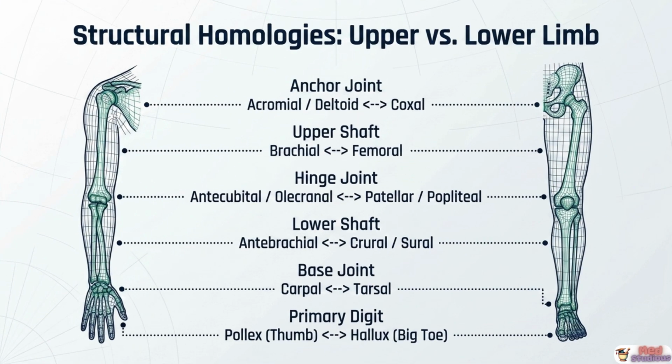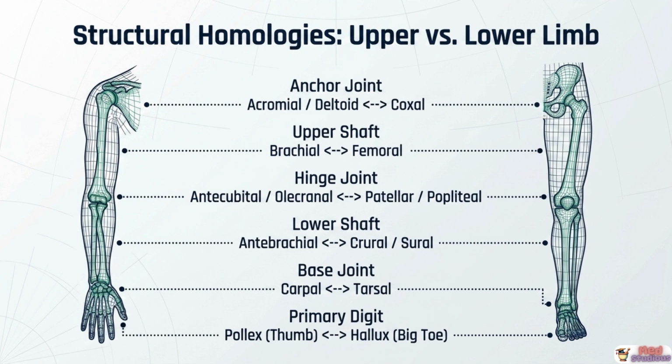One of the most intellectually elegant features of human anatomy is the structural homology between the upper and lower limbs. Despite their vastly different functions, one for manipulation, one for locomotion, both limbs share a completely parallel regional architecture. At the anchor joint level, the upper limb has the acromial and deltoid regions at the shoulder. The lower limb has the coxal region at the hip. Both are proximal girdle attachment zones.